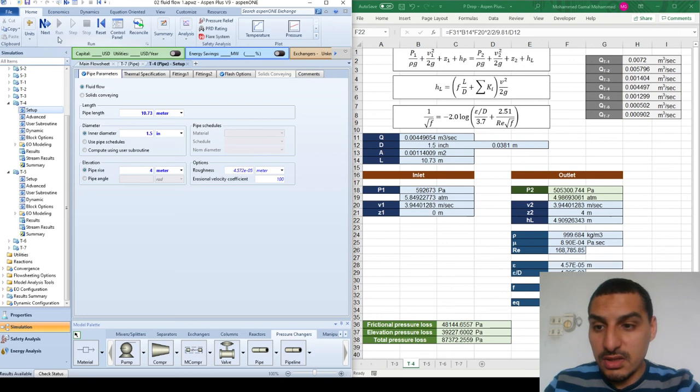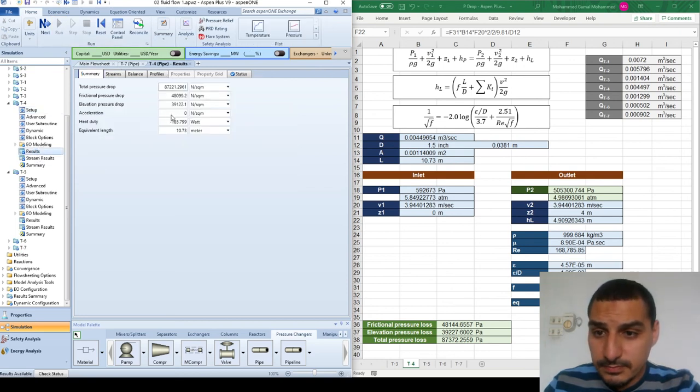I'm going to run the file, and let's take a look at the results. Here you'd see there is some elevation pressure drop, which is here 39,227. It's 39,122. Again, pretty close to each other. This showed up because we have some elevation change.